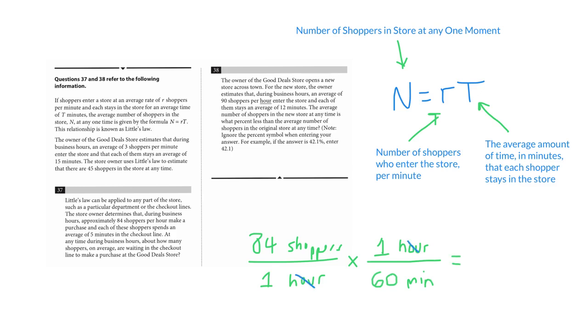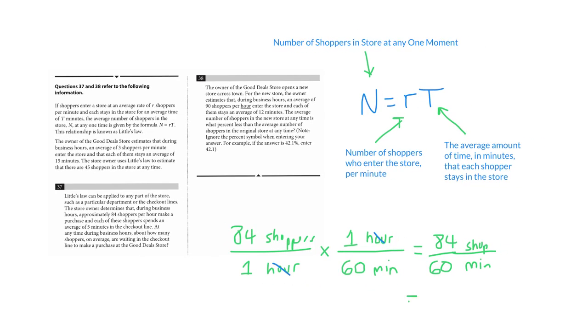And of course, the hour word cancels. I'm therefore left with a 1 and a 1, and I have 84 shoppers, and I have the word minute. I want minute on the bottom. So through the magic of unit conversion, this becomes 84 over 60 shoppers per minute. Now you could just reduce 84 over 60. They're both even, so that would be 42 over 30, which further reduces to 21 over 15, and further reduces to 7 over 5. Now, 7 over 5 in decimal form is 1.4.